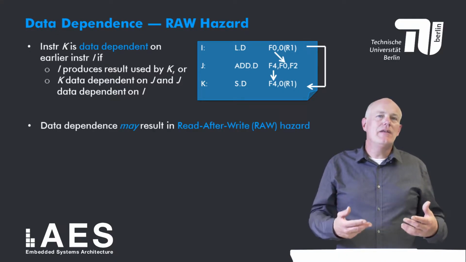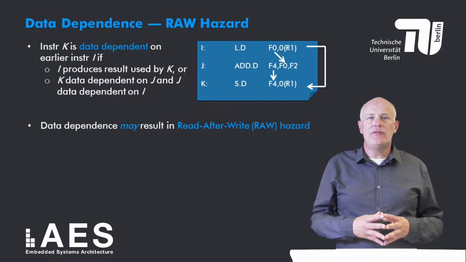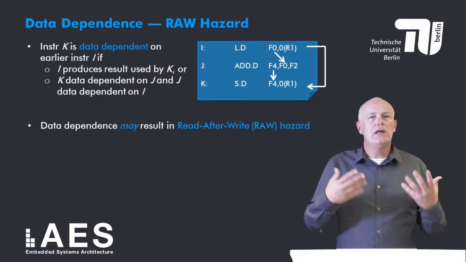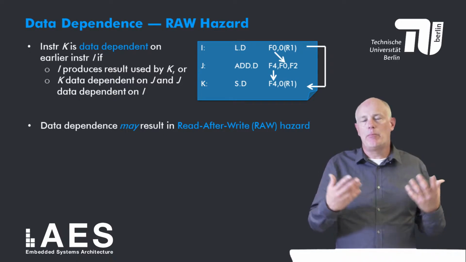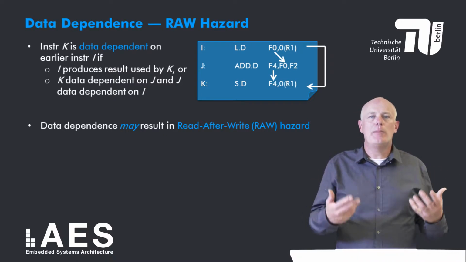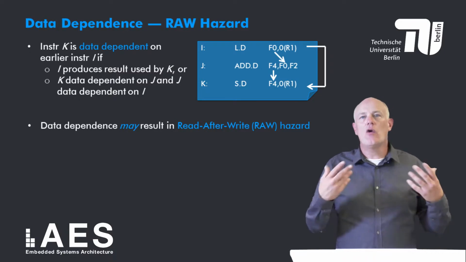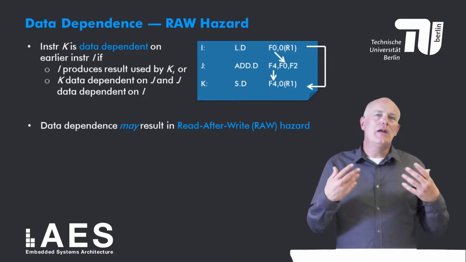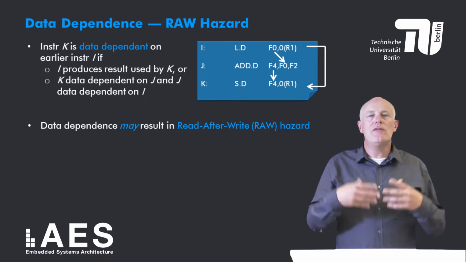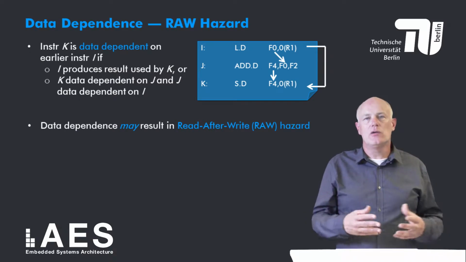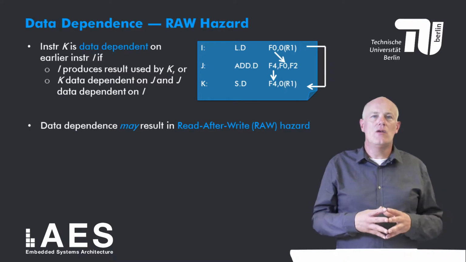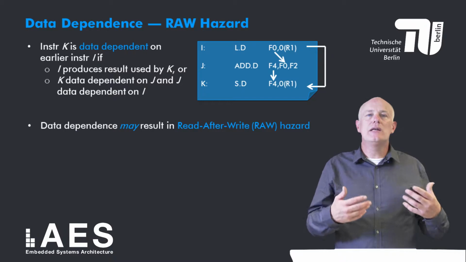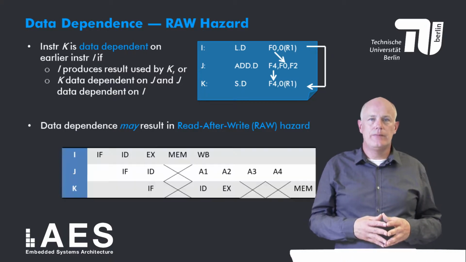A data dependence may result in a read after write hazard, but it doesn't have to. According to the textbook, dependencies are program properties, whereas hazards are properties of the microarchitecture, the organization of the processor. According to Hennessy and Patterson, a dependence results in a hazard if a stall cycle is needed as a result of the dependence and the organization of the processor. If no stall cycle is needed, the dependence does not result in a hazard.